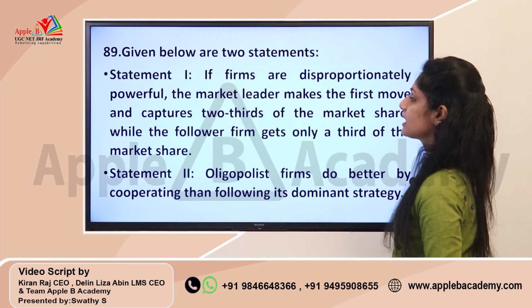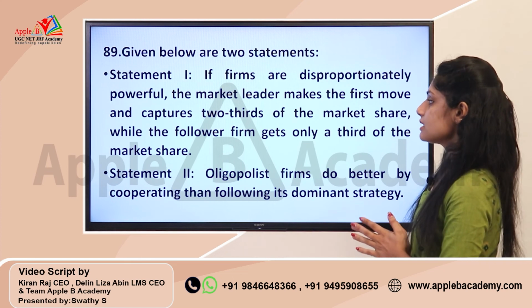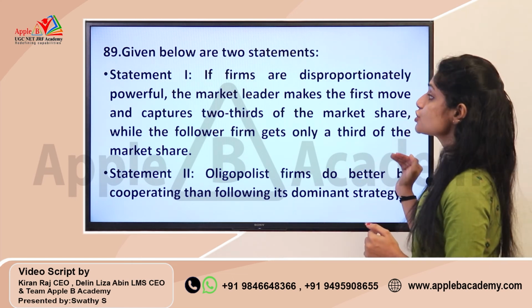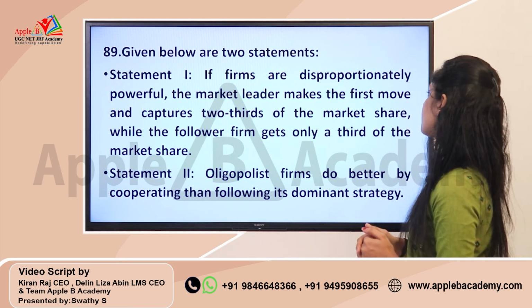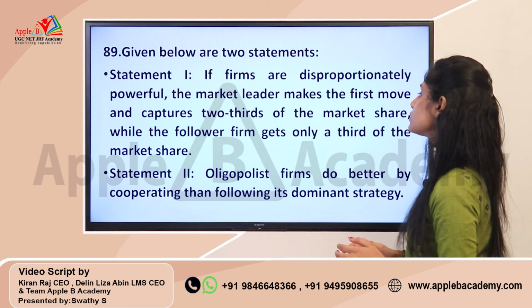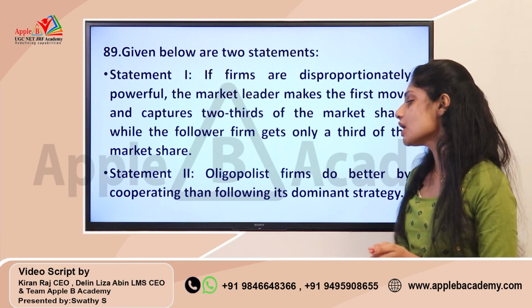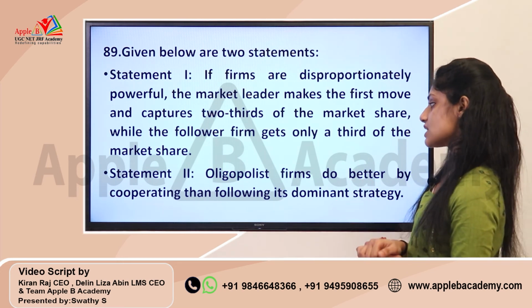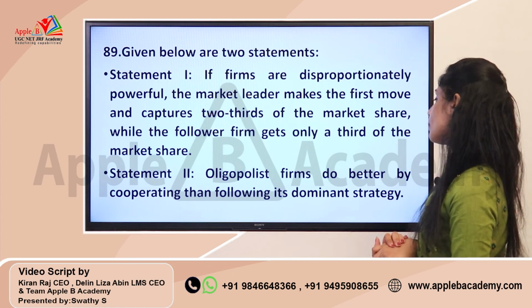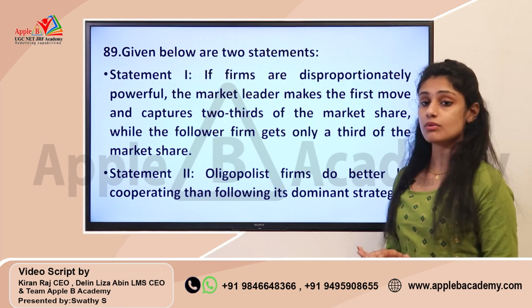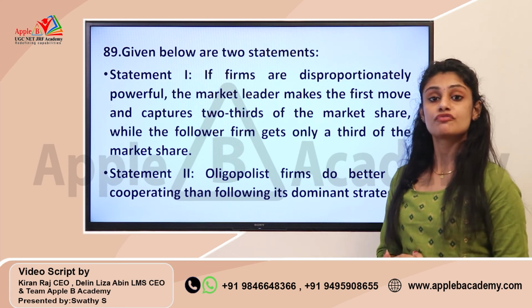Question number 89. Given below are two statements. So, this is actually in statement 1, if firms are disproportionately powerful, the market leader makes first move and capture 2/3 of the market share, while the follower firms gets only 2/3 of the market share. And statement 2 says that oligopolistic firms do better by cooperating than following its dominant strategy. So, this is also a question from economics, and again it's from forms of market.